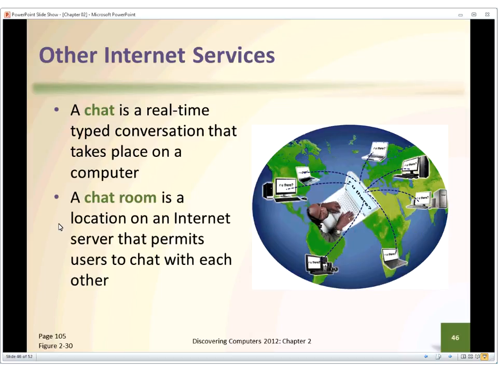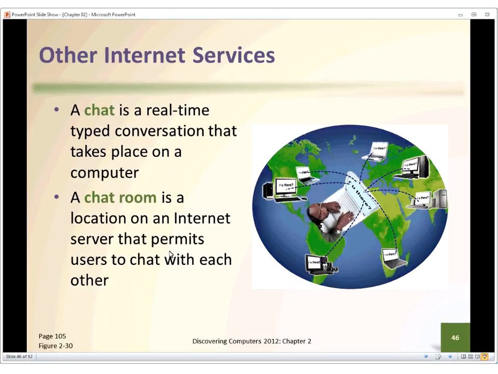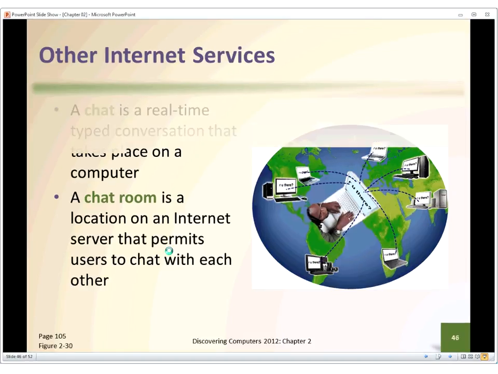So chat is similar to instant messaging. It's a real-time typed conversation that takes place on the computer. You guys are doing a little bit of that in the chat window here, although I haven't seen too many questions from any of you. And a chat room is an internet server that permits users to chat with each other in that chat room. So this is kind of our chat room here on CCC Confer as well.